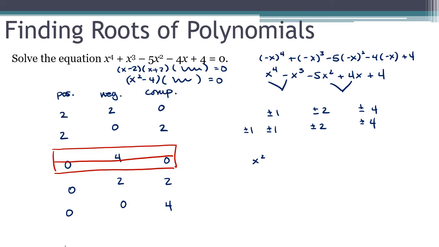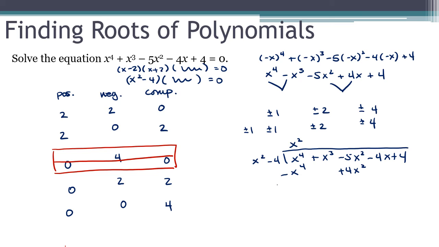So I'm going to do x squared minus 4 into x to the 4th plus x cubed minus 5x squared minus 4x plus 4. And this better come out even, right? Because I know x squared minus 4 is a factor. So I'm going to do x squared here. You multiply, I get x to the 4th minus 4x squared. Then we're going to subtract this, so everybody's signs change.